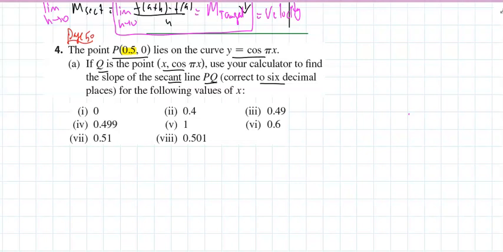And notice what they're doing. I'd like you to think about this just for a sec. They're starting at 0. Then they're going to 0.4. Then 0.49. Then 0.499. Then they're going from 1 to 0.6.